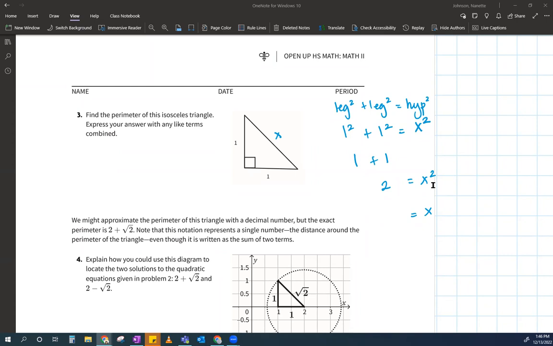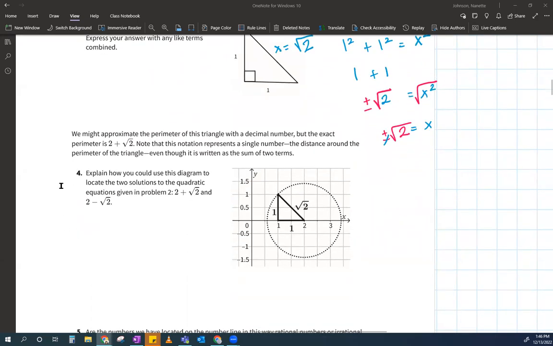Do you guys remember this? We just talked about this, right? What can't we forget, guys? Very good. Plus or minus. And in this case, we will throw out the negative because we want this to be a side of a triangle. And sides of triangles can't be negative. And I'll say the words, not yet.